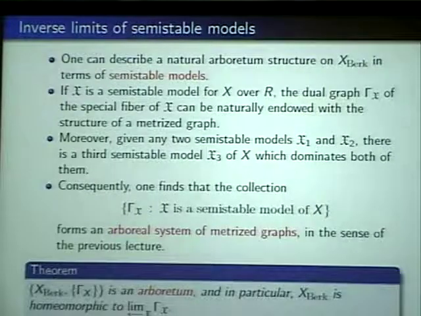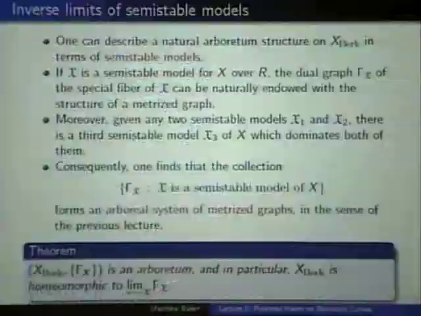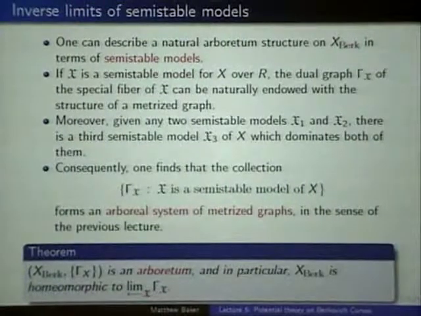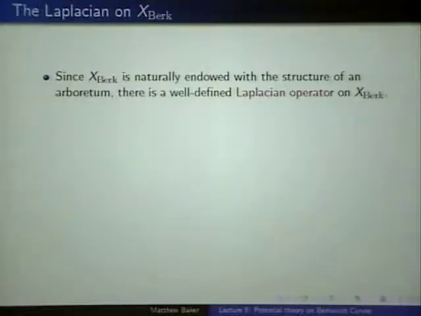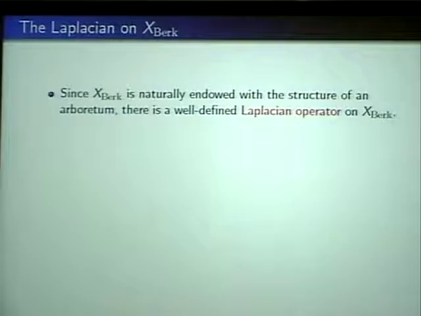And theorem, this makes X^Berk into an arboretum in the sense that as a topological space, it's homeomorphic to this inverse limit. So this also tells you how to visualize the topology on these spaces: picture it as a graph with all these trees hanging off it. It's the inverse limit topology coming from all these finite subgraphs. And so now we have a Laplacian operator because I already told you that on any arboretum you have a natural way to define a Laplacian.